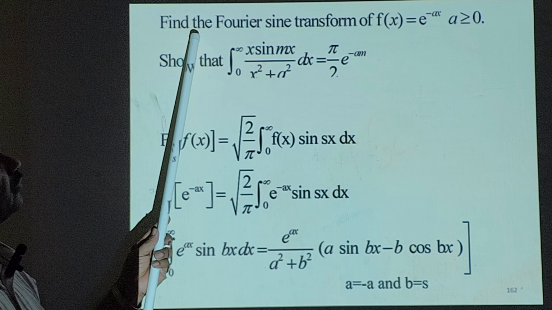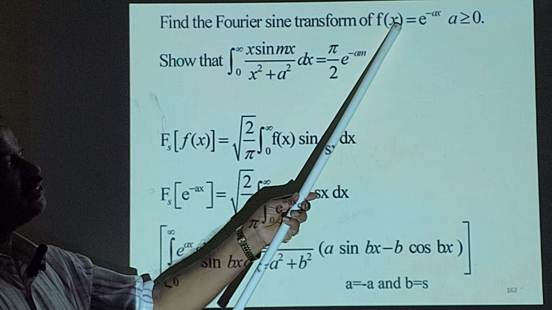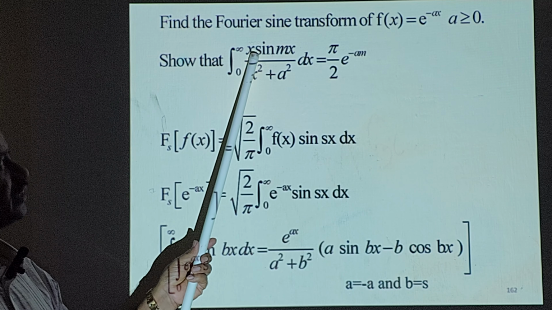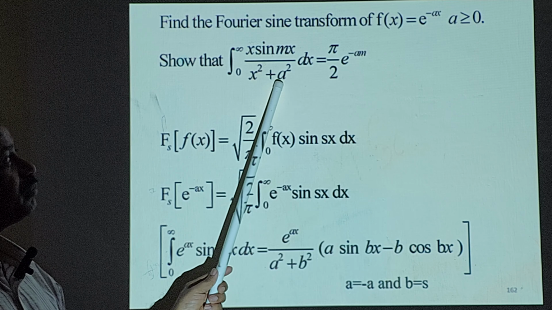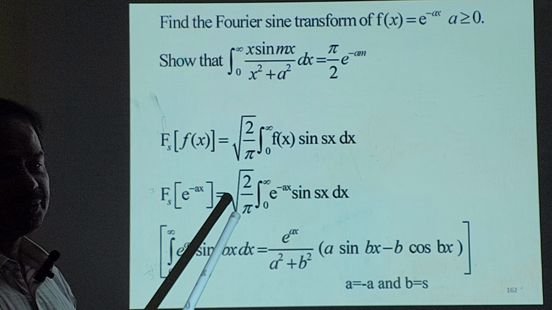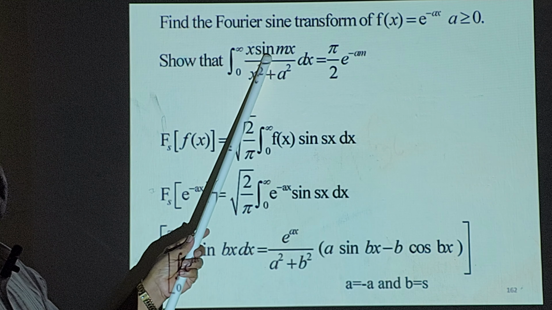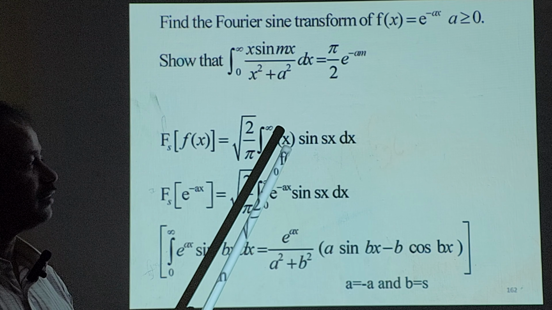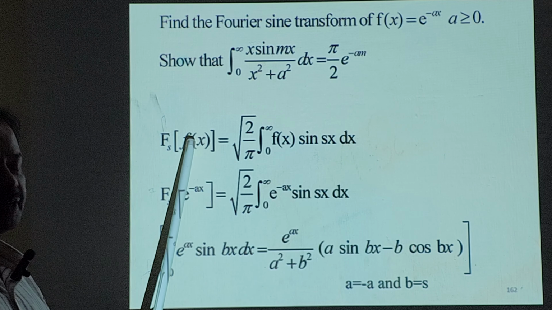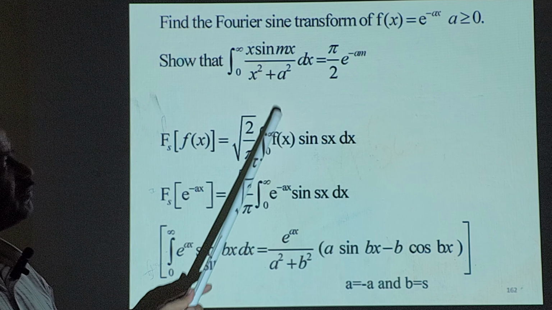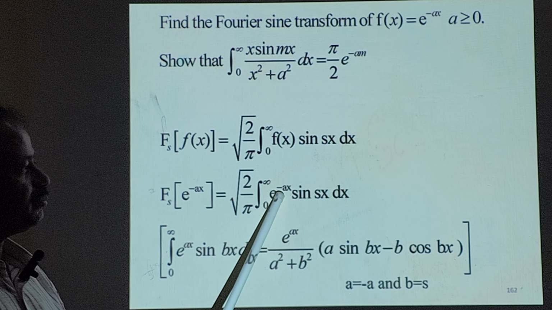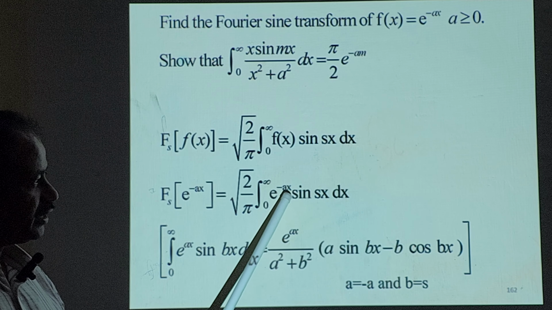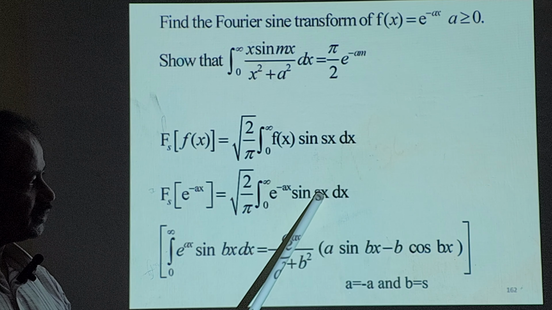Now find the Fourier sine transform of f of x equal to e power minus ax, and we will have to show that the integral from 0 to infinity of x sine mx divided by x square plus a square dx equals pi by 2 e power minus am. So here sine is given, so we will have to use only the sine Fourier transform. The sine transform formula is given by this expression. Instead of f of x, we will have to substitute e power minus ax sin sx dx, and of course we will have to use this formula. Here a equals minus a and b equals s.